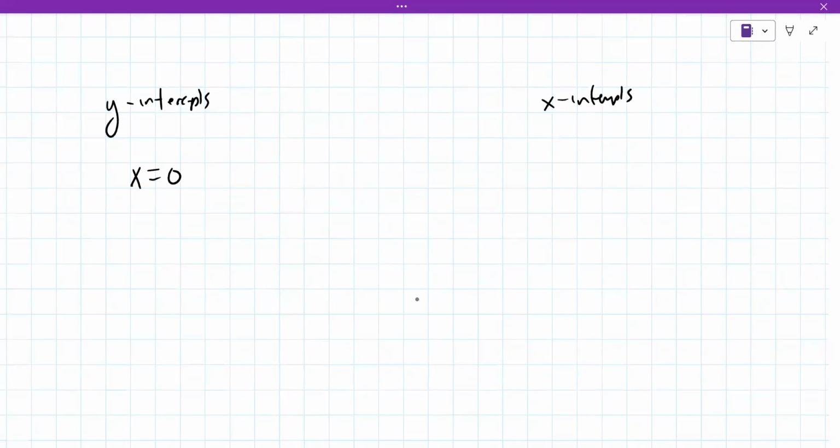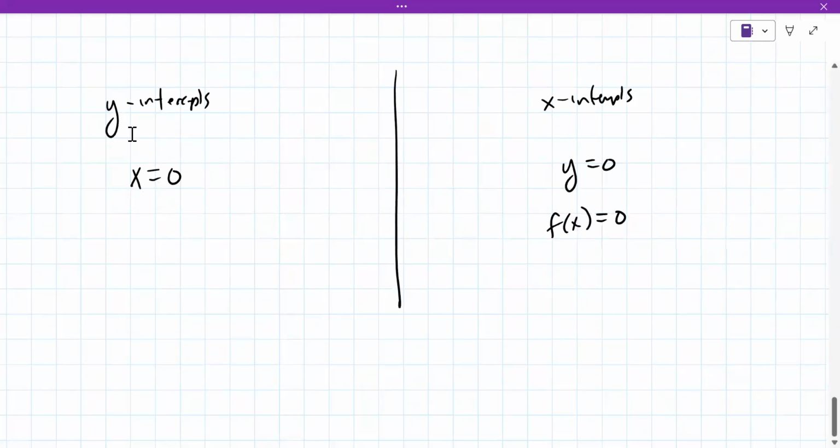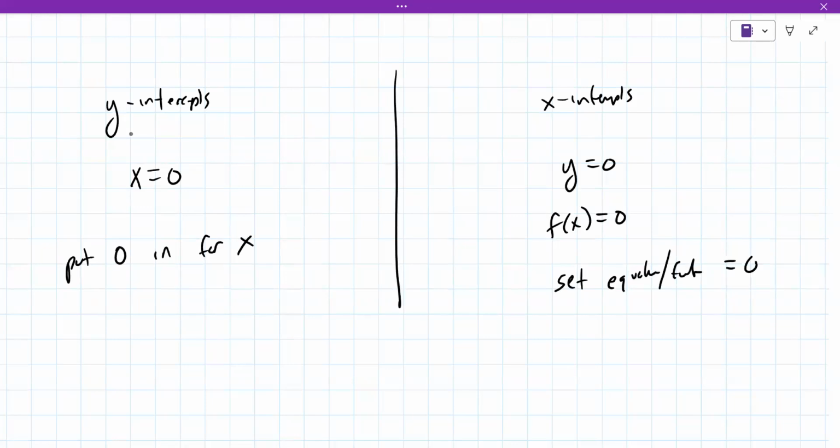Okay, so quick review. We've talked about y-intercepts. That was the first thing we talked about. That's when you put x equal to 0. X-intercepts are when you set y equal to 0, or even f of x equal to 0. They're very different. One is actually putting 0 in for x, and the one on the right here is to set the equation, function, whatever, equal to 0. So very different, but I need you to have this down.